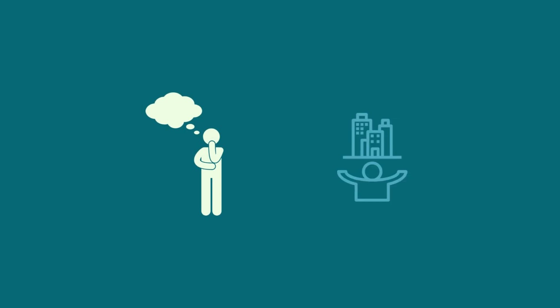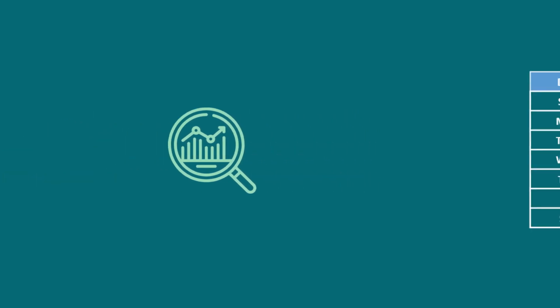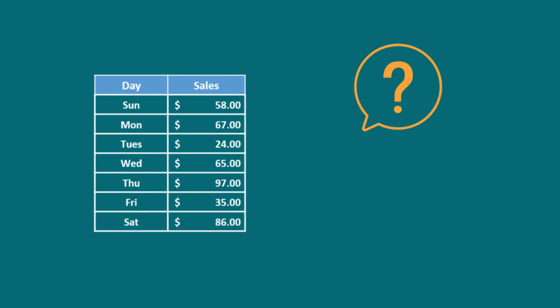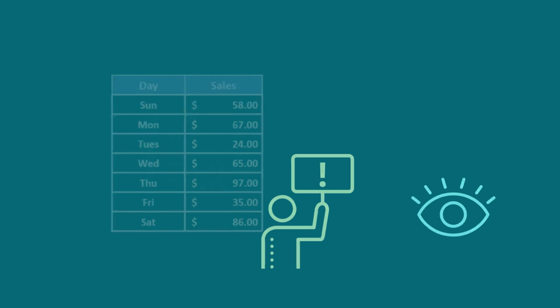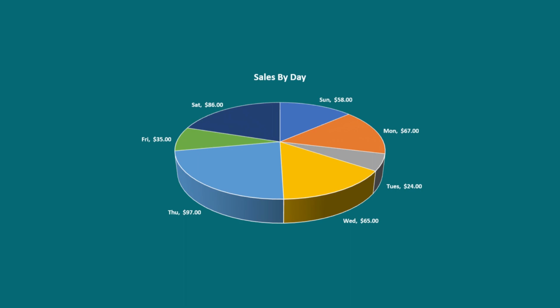Imagine yourself as a business owner trying to make sense of your weekly sales data. You've got the numbers scattered all over, and it's becoming a real challenge to grasp which day brings in the most revenue. What you need is a clear, eye-catching solution to showcase your sales data and make informed decisions. That's where the 3D pie chart in Excel comes in handy.